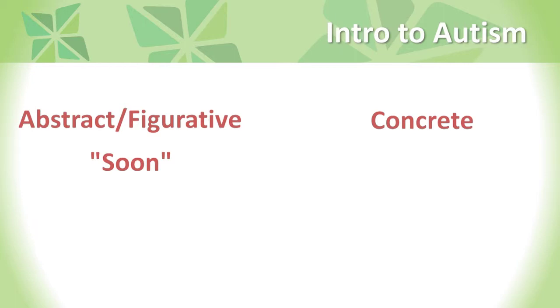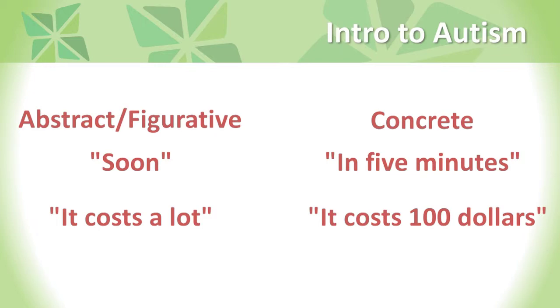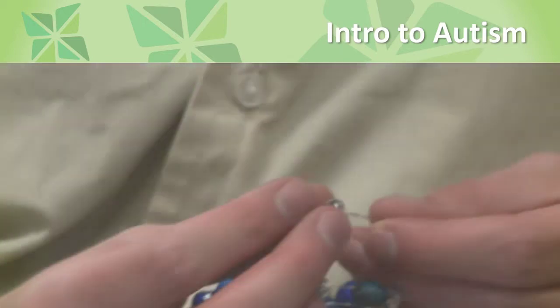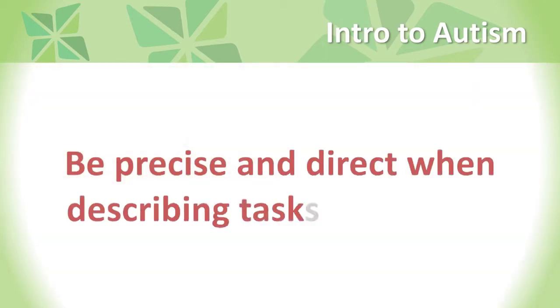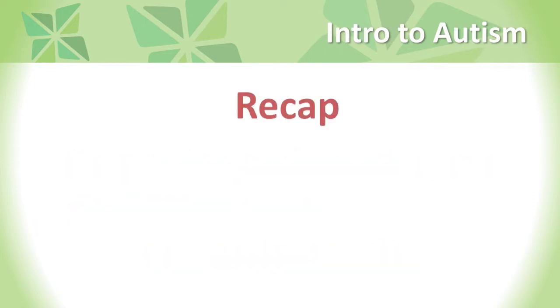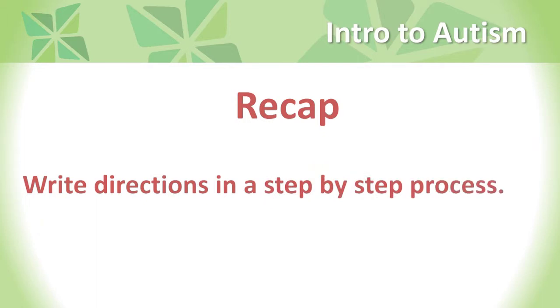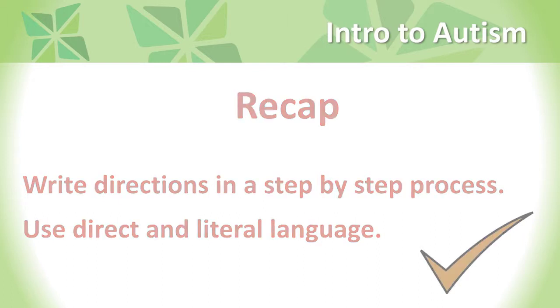Soon is an abstract measure of time. 5 minutes is a concrete term. It costs a lot is an abstract term, whereas it costs $100 is concrete. In describing a process or task or assignment, it is best to be precise and direct when describing what needs to be done and when it needs to be done by. To recap, if instructions are written in a step-by-step process using direct and literal language, a person with autism will have a greater chance of success. This strategy will be covered in more depth in this video series.